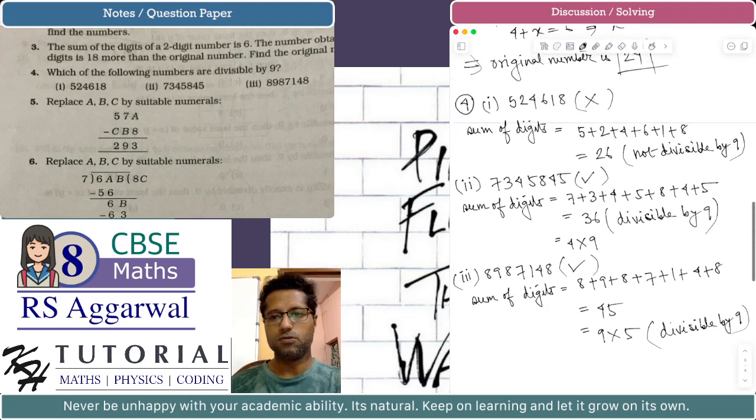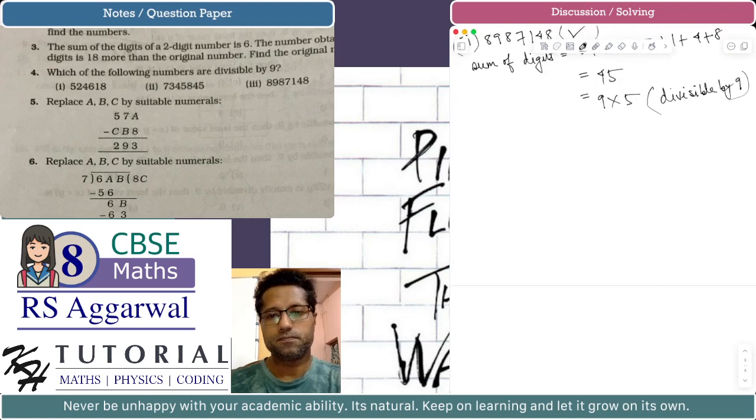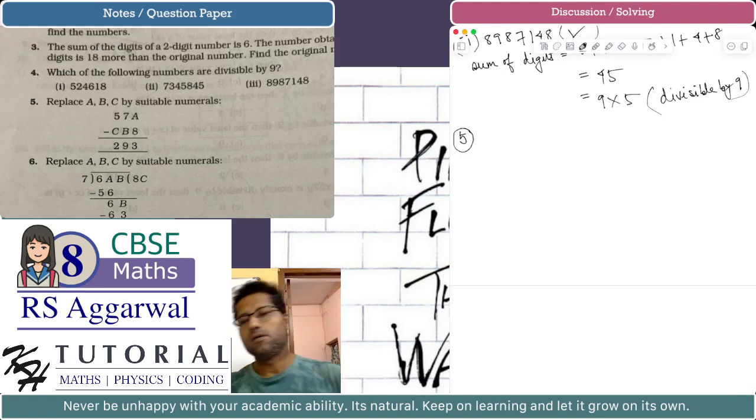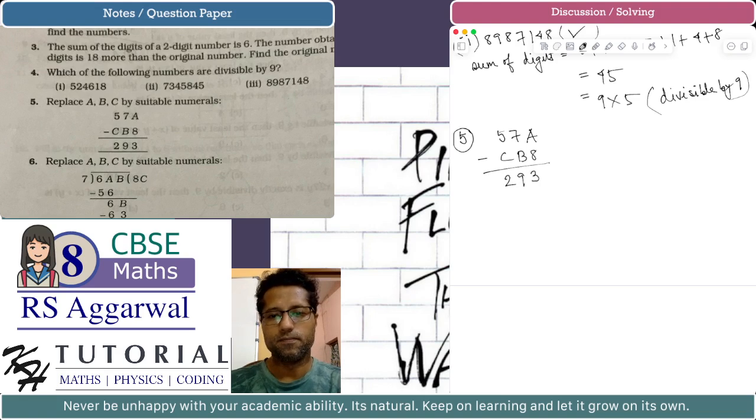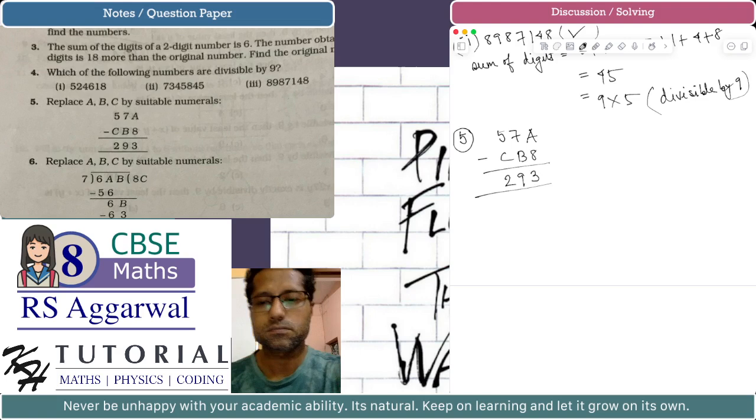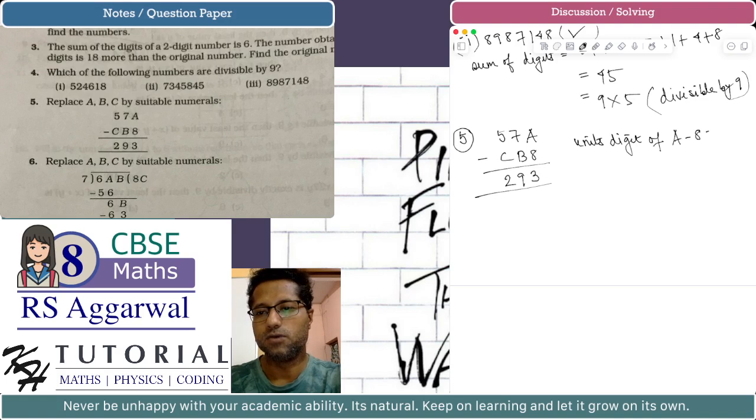Okay, let's do problem number 5. We have to fill up the letters by some digits based on the given calculation. So it's a subtraction and it is 57A minus CB8 is equal to 293. So we can see that the units digit of A minus 8 is equal to 3.